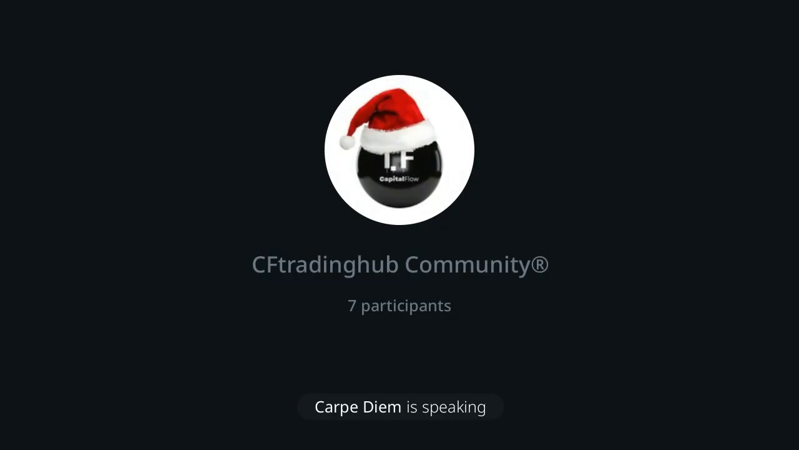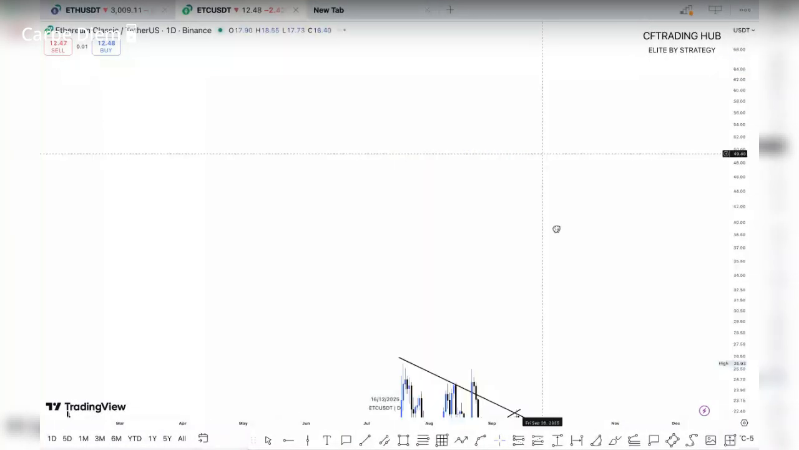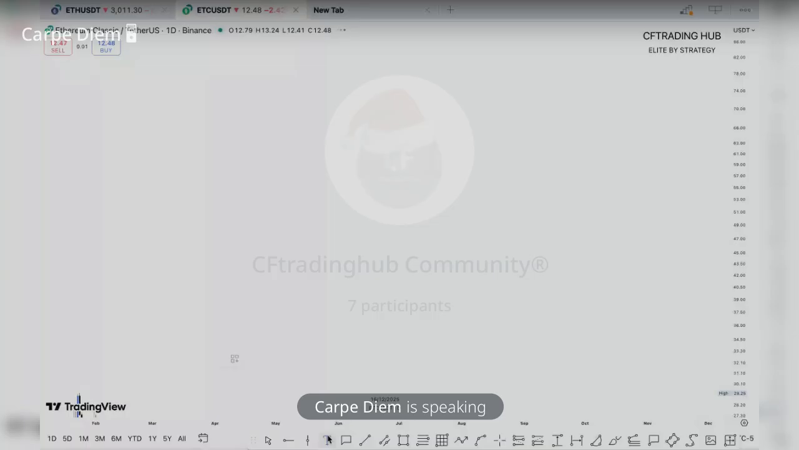So, market structure 2. Now, speaking about supply and demand. Let's start with supply and demand blocks.